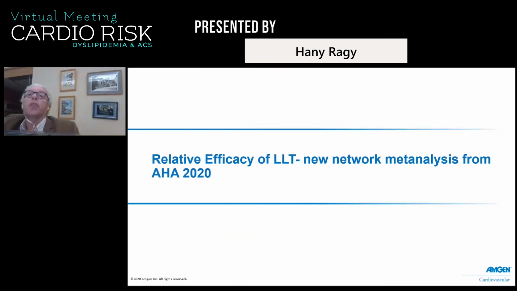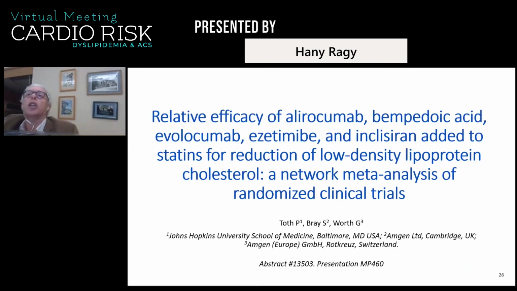issues, no brain issues. So, the relative efficacy of lipid-lowering treatments: there's a new network meta-analysis, very new, from the American Heart Association 2020. They looked at the relative efficacy of alirocumab, bempedoic acid, evolocumab, ezetimibe, and inclisiran added to statins for reduction of LDL, and it was a network meta-analysis of randomized clinical trials by Peter Toth, the president of the American Society of Preventive Cardiology, and his colleagues, presented as an abstract.